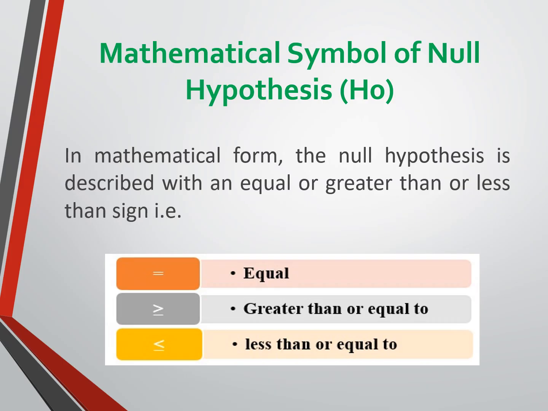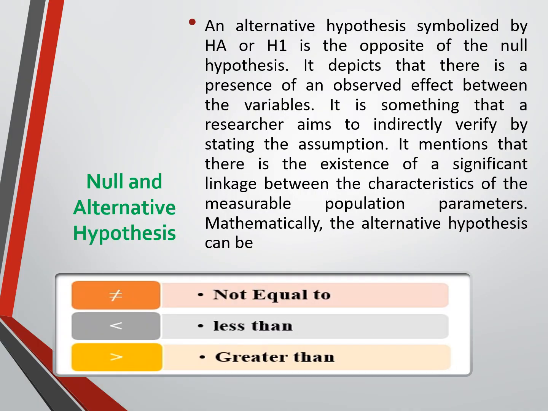So, in mathematical symbols, the null hypothesis is described with an equal, greater than or equal, or less than or equal sign. So the null hypothesis is indicated by an equal value, greater than or equal to, or less than or equal to value. While for the alternate hypothesis, they are assuming that the learning levels of both groups are not equal, meaning maybe less than or higher than.